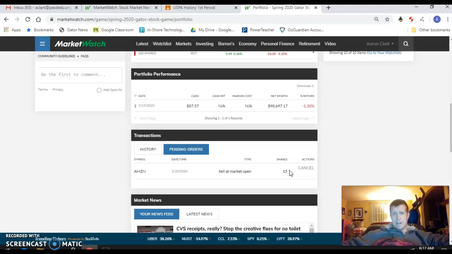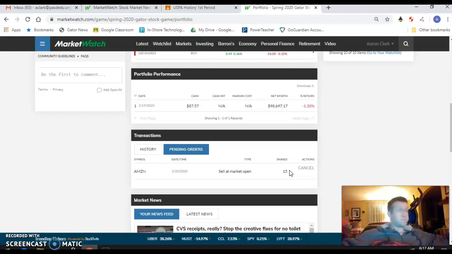So you can buy and sell stocks anytime you want. If it's the middle of the weekend, if it's the middle of the night, you can buy and sell stuff. You can put orders in. It won't go into effect until the stock market opens next in real time.